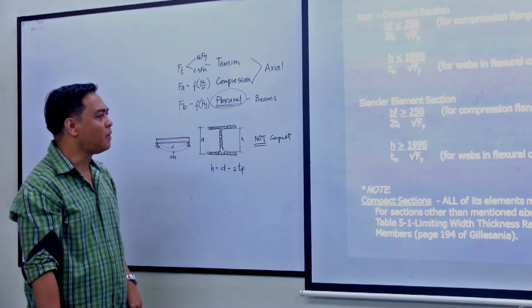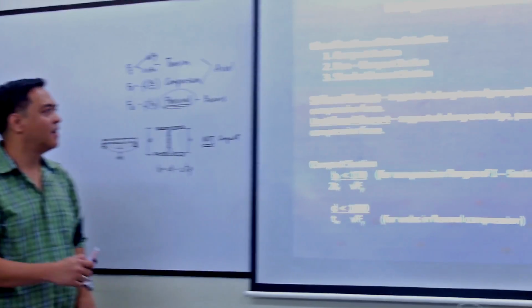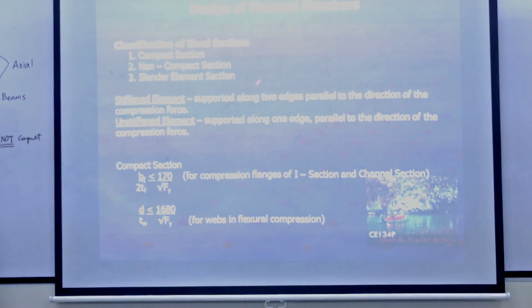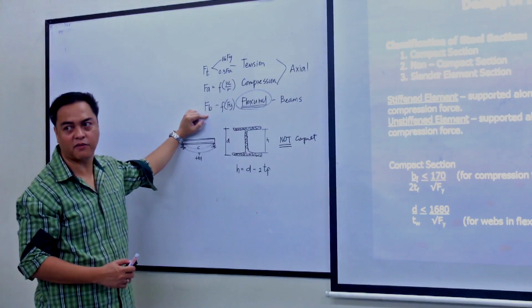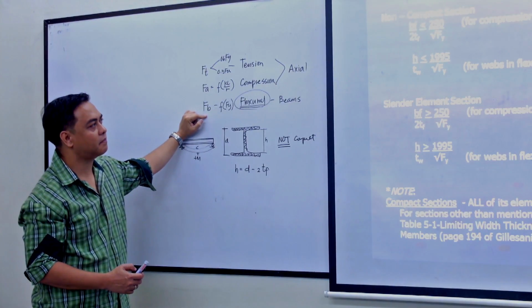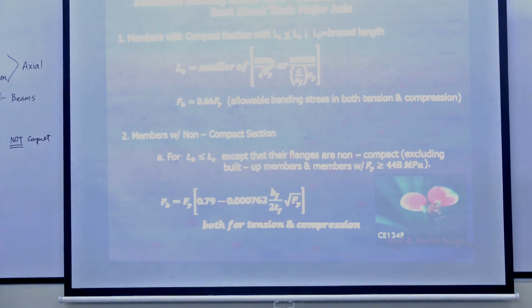Now, why is it important for us to check the compactness of the section? Okay, because the allowable bending stress equations of beams depend on the compactness of the section. This one. Allowable bending stress for an I section and channel section bent about their major axis.